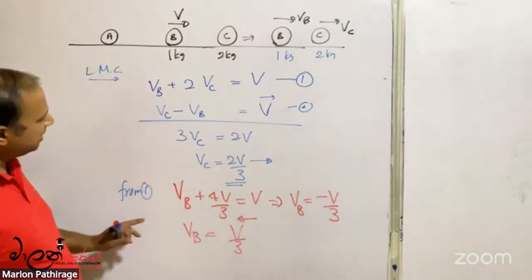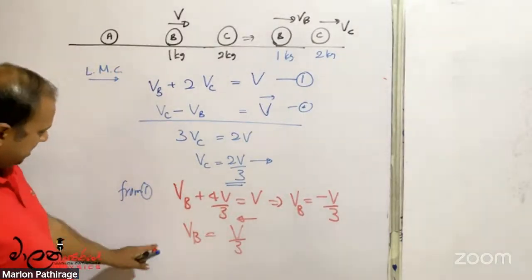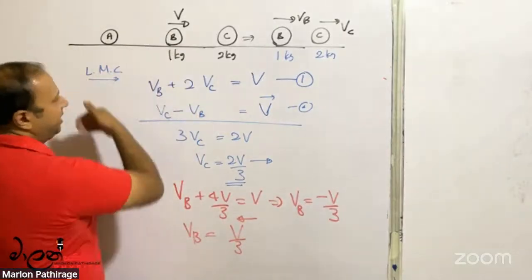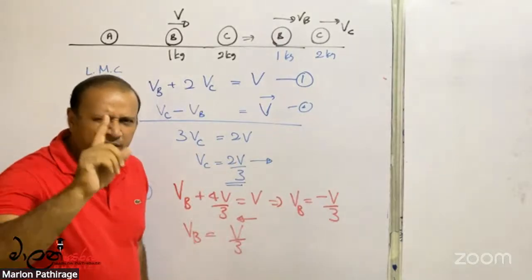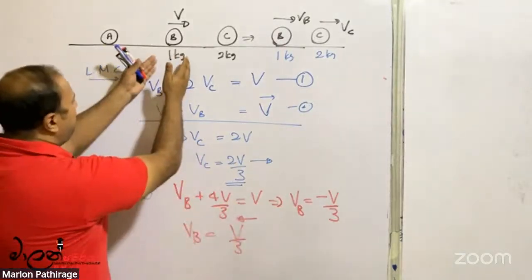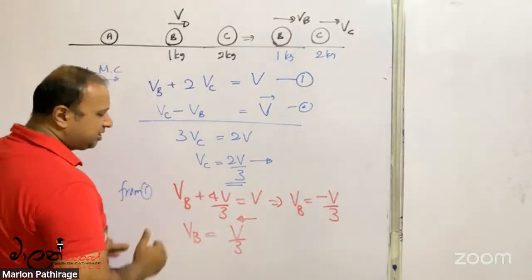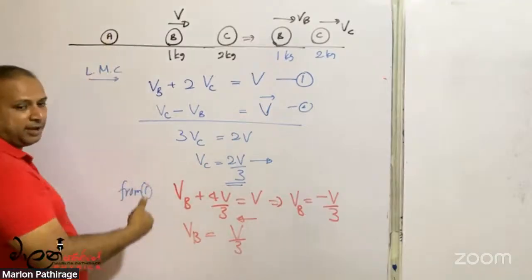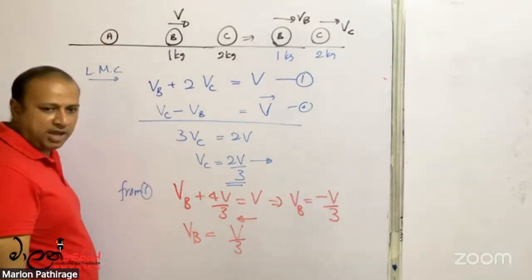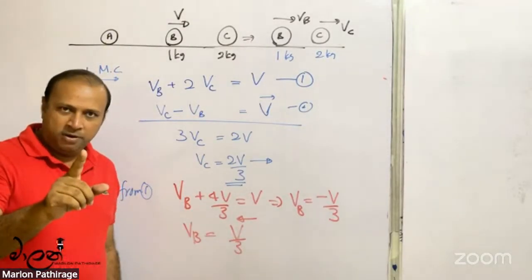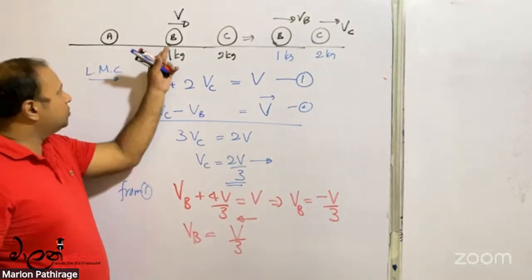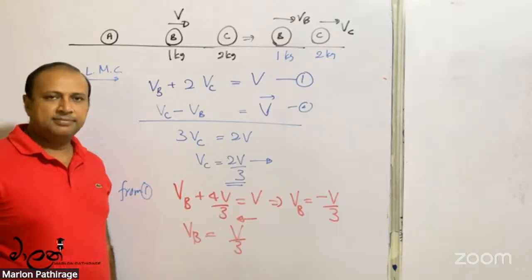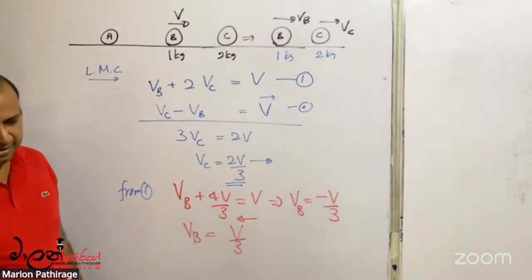But look at this one. Now VB is V over 3 to this side. Now it is very clear. VB moves at this much speed toward A, and these two are equal in masses.